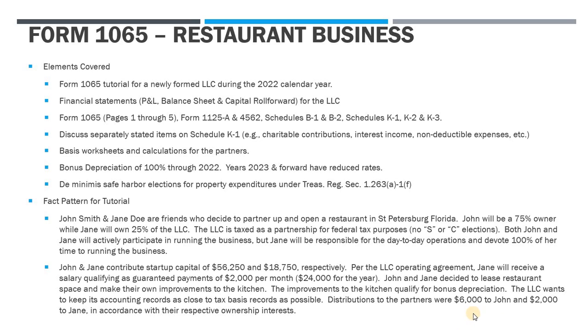All right, now the distributions to the partners, so those are capital draws, right? Distributions were $6K to John and $2,000 to Jane, and this is in accordance with their ownership interests, right? So total distributions were $8K, $6,000 of the 8 is 75%, so that's why John's getting $6,000 and Jane got $2,000 in capital draws. All right, so now that we've covered that, let's go look at the financial statements. I want to run through those really quickly, and then we'll start looking at the Form 1065 pages.